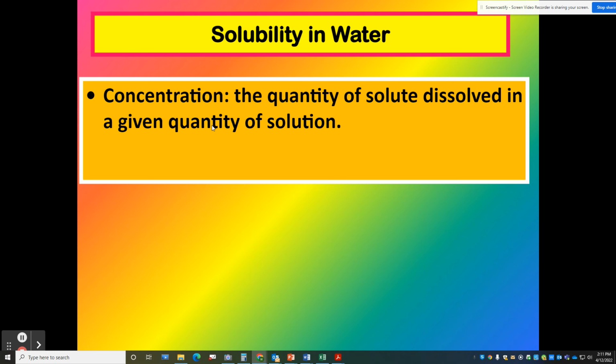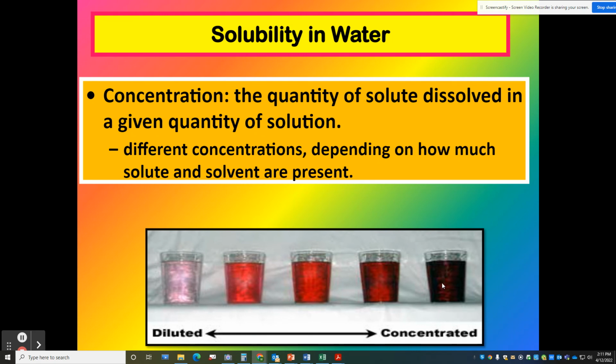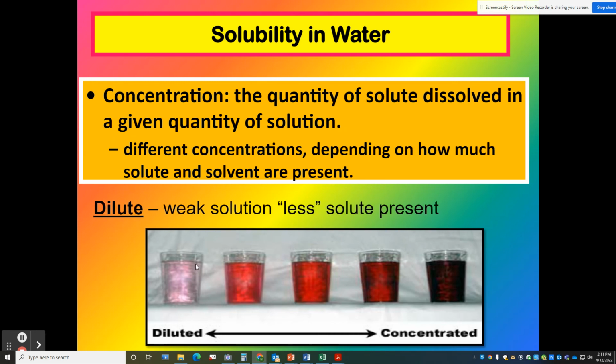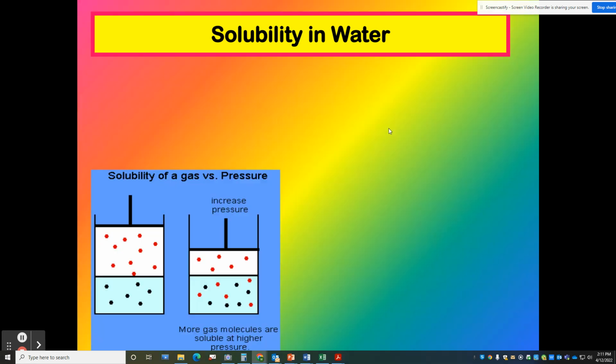Keep on going. So concentration, copy this down. If I'm looking at this as far as concentration goes, remember up here on the right, I have a super concentrated solution, look how red this is, and then I dilute it by adding more solvent, and now it's not as red. Okay, so dilute would be a weak solution. Here's some others. This would be concentrated as it was saturated. My concentration, supersaturated, goes up. So unsaturated, I can dissolve more solute. Saturated, no more is going to dissolve. And then supersaturated, it becomes crystals.